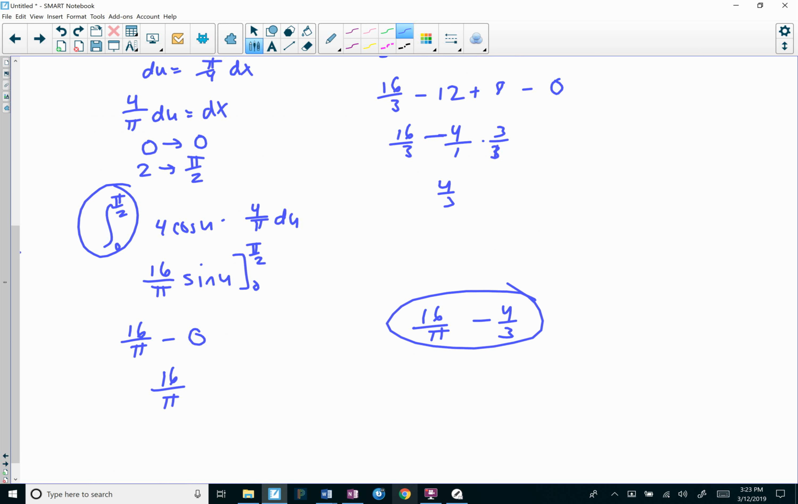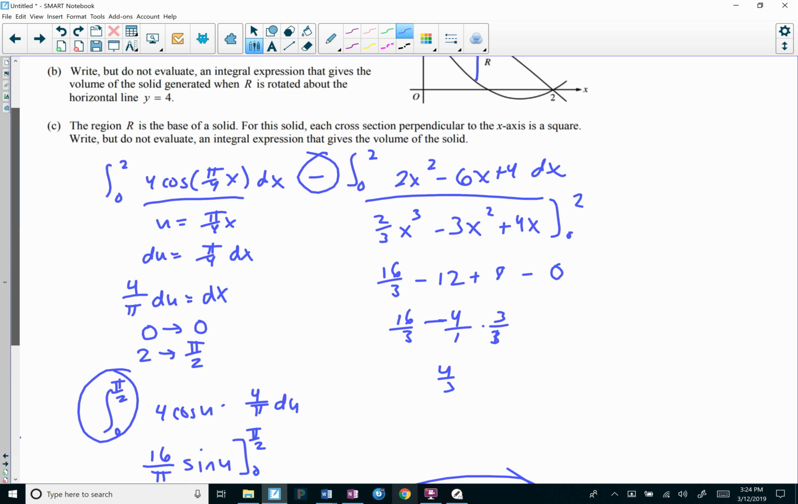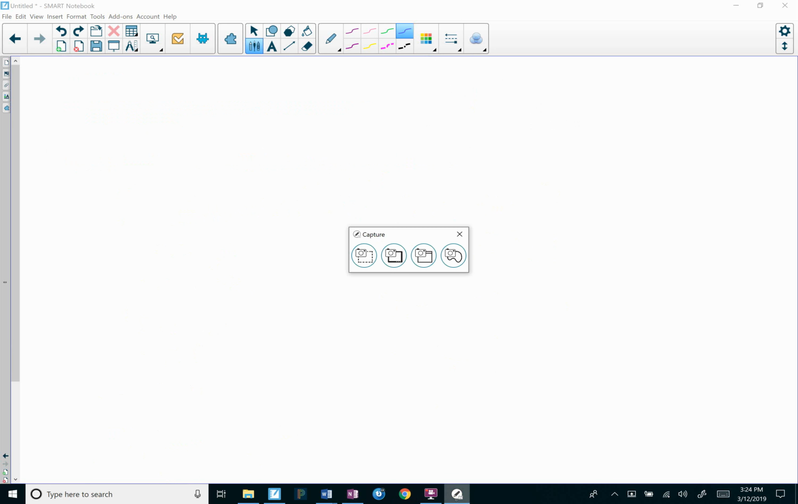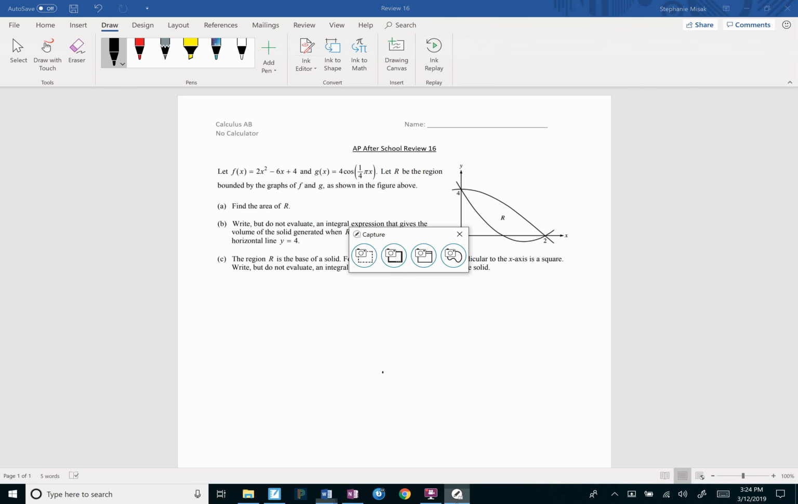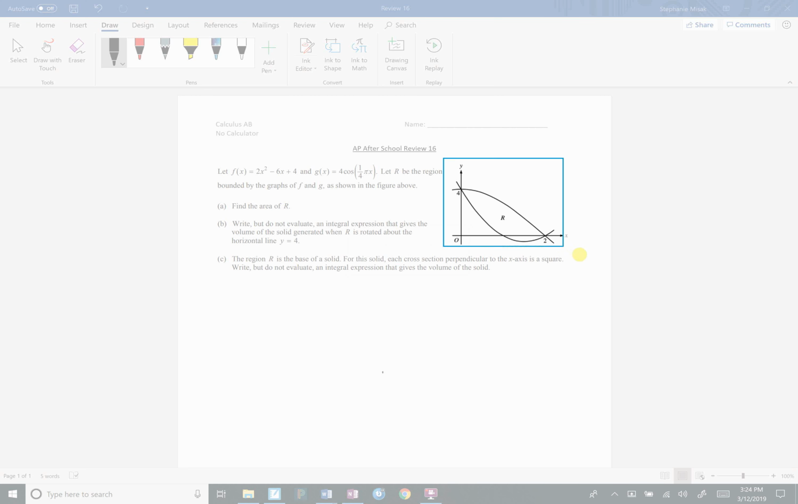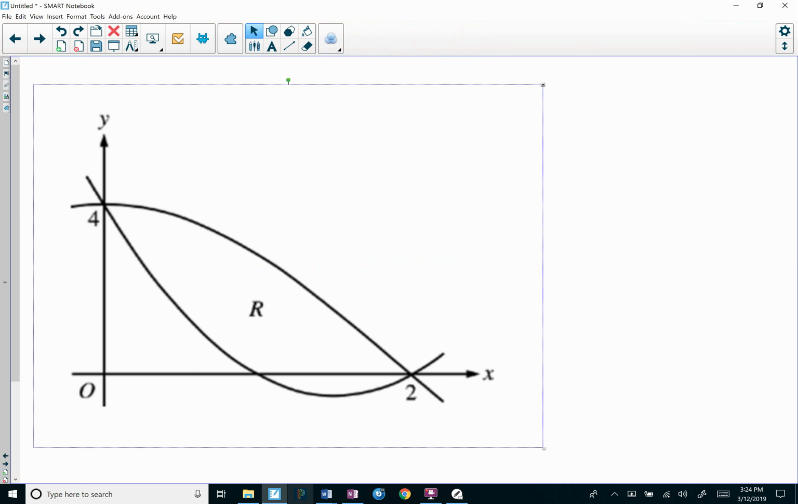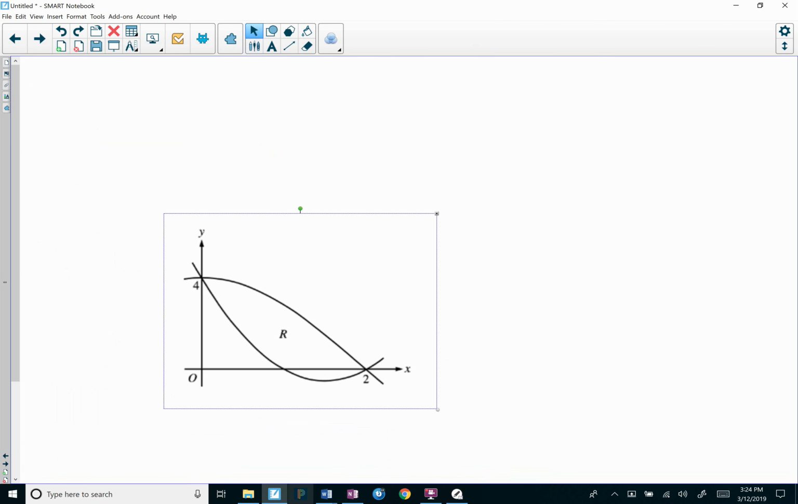A lot of work for that one, and it's worth 4 points. It breaks down to 1 point for having the correct setup, 2 for your antiderivatives, and 1 for the final answer. Okay, part B, write but do not evaluate an integral that gives the volume rotated about the horizontal line y equals 4. Let me take another picture of this problem because I want a better graph. It's awfully big. Let me see if I can make that a little smaller.